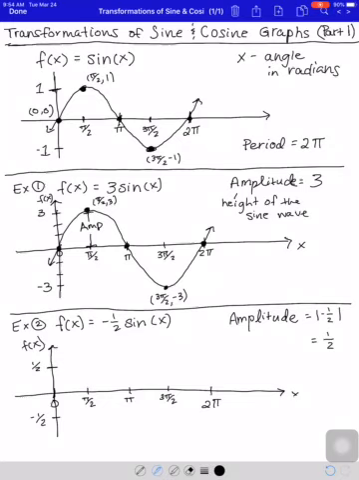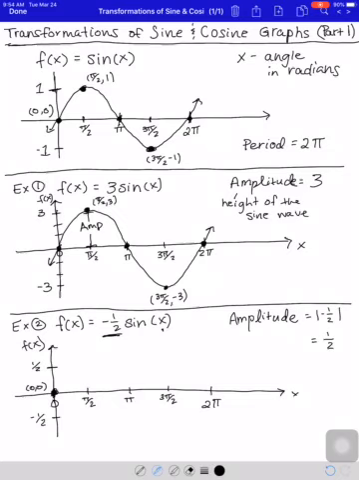Okay. And now let's start plotting our points. And we're still going to start at 0, 0. You can see if you were to plug in x equals 0, you would get sine of 0, 0, multiplied by negative 1/2. You still get this point 0, 0. Okay. And now for our next point, notice that negative 1/2.